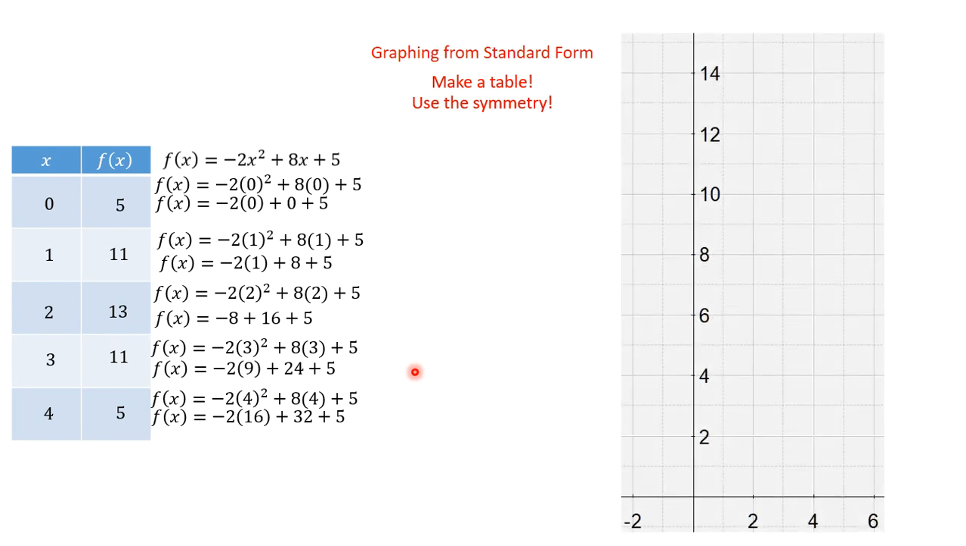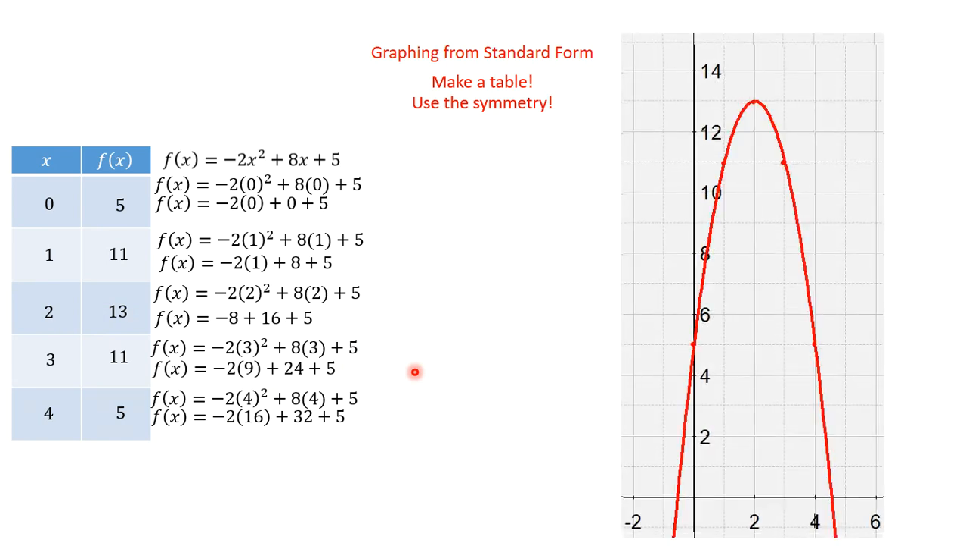So we need our big graph, plug in some points, connect the dots in a parabolic manner, and there we have it. So notice it was very similar to what we were doing last time. We just know a starting place. So make a table, use symmetry, try this one.